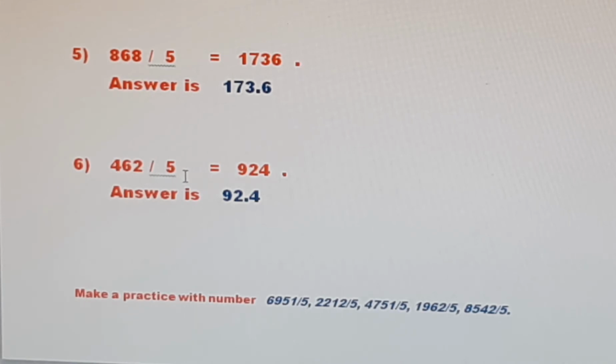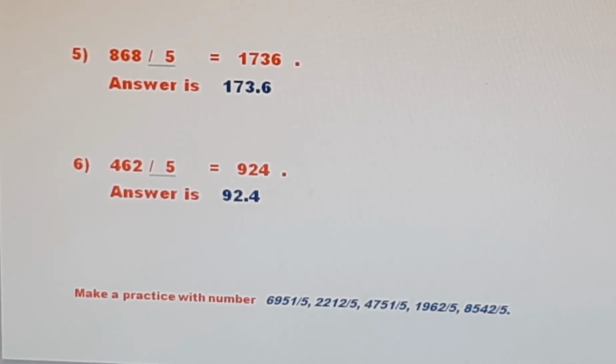462 divided by 5. Double of 2 is 4. Double of 6 is 12. You have to put 2 here and the carry forward number will come here. Double of 4 is 8, and you have to add this number 1. So 9. Your answer will be 92.4. That way you have to practice with figures of 2, 3 and 4 digits. Now we will go to the blackboard.